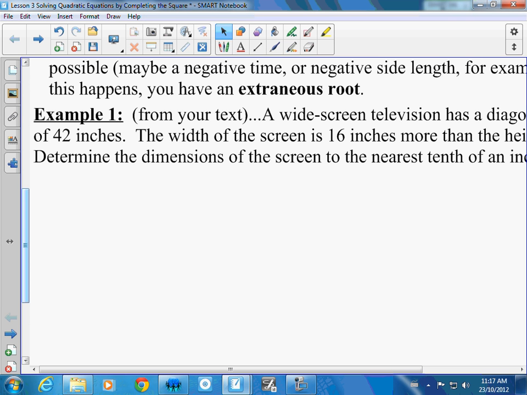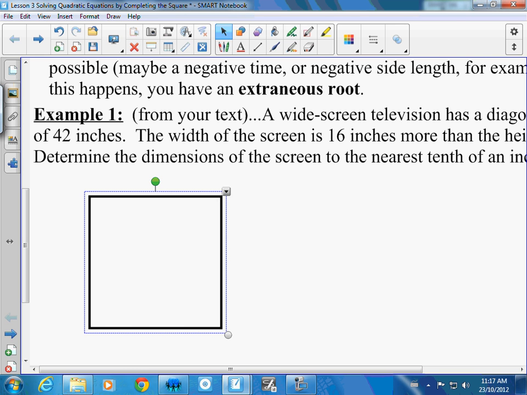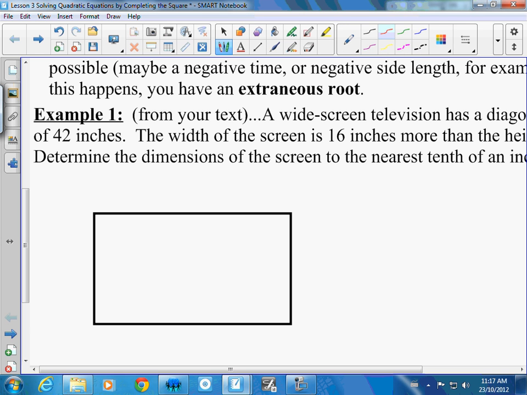Okay. So let's draw a little picture here. No, that's not a rectangle. Hang on. Thank you. All right, so here's our rectangle. What is the diagonal on this? The widescreen television has a diagonal measure of 42. So we can draw in here a line from one corner to the other, there it is. What's the length of that diagonal? 42.